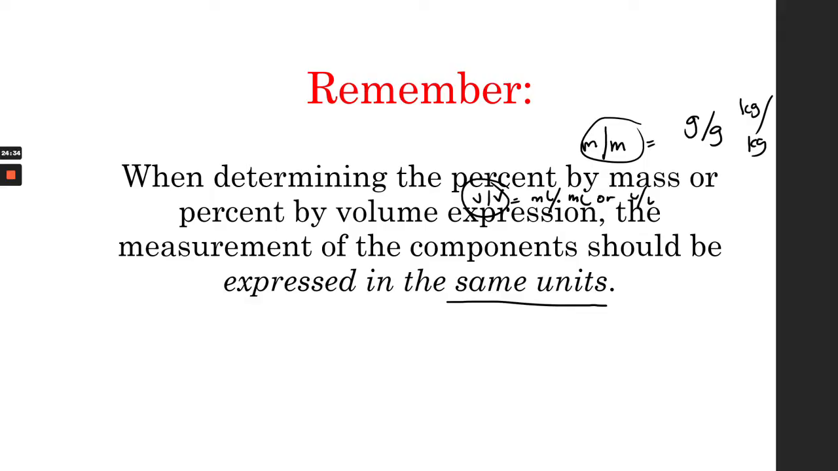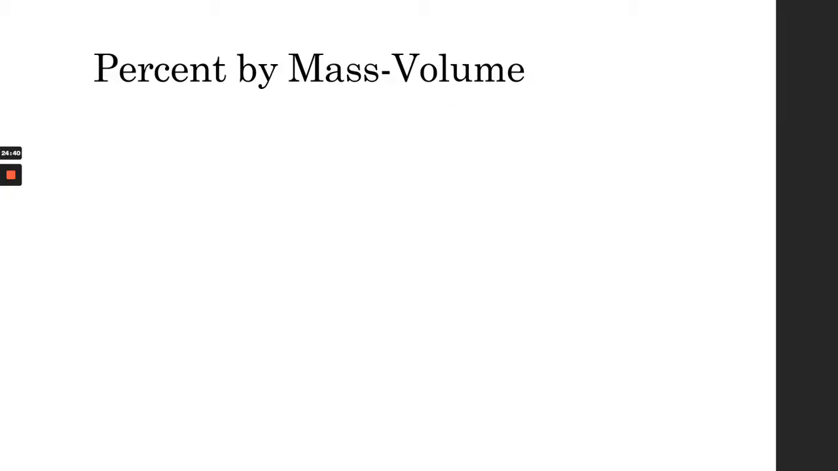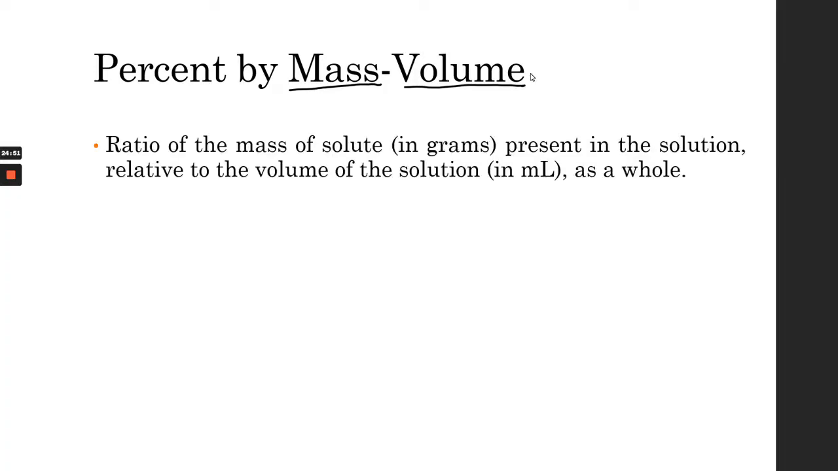Okay, I hope that's clear. So that's percent by mass and percent by volume. Now let's move to percent by mass volume. So now we are gonna mix the two. We're gonna measure the concentration of solution by mass and by volume. So how is this different?